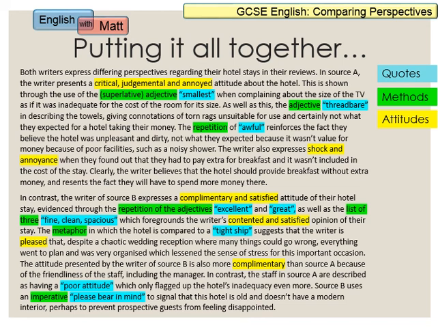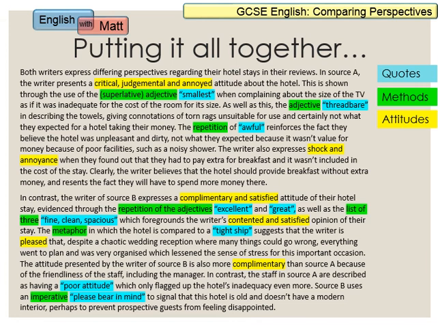So it says both writers express differing perspectives regarding their hotel stays in their reviews. In source A, the writer presents a critical, judgmental and annoyed attitude about the hotel. This is shown through the use of the superlative adjective smallest when complaining about the size of the TV, as if it was inadequate for the cost of the room or for its size. As well as this, the adjective threadbare in describing the towels, giving connotations of torn rags, unsuitable for use and certainly not what they expected for a hotel taking their money. The repetition of awful reinforces the fact they believe the hotel was unpleasant and dirty, not what they expected because it wasn't value for money, because of poor facilities such as a noisy shower.